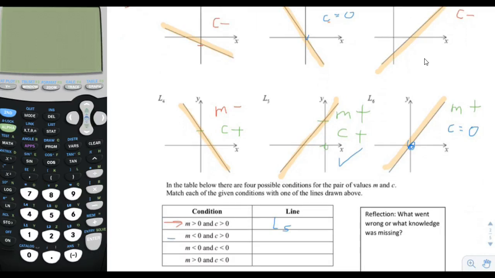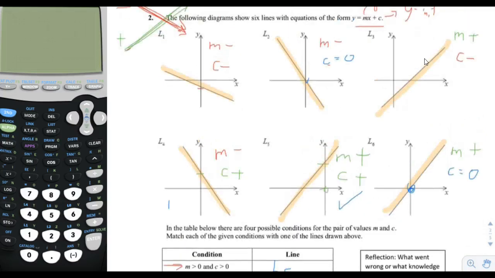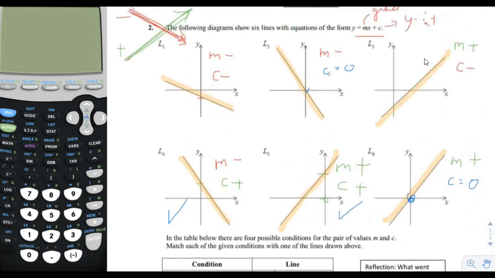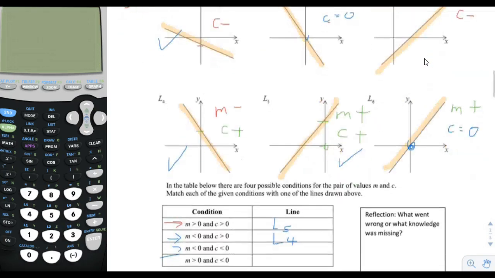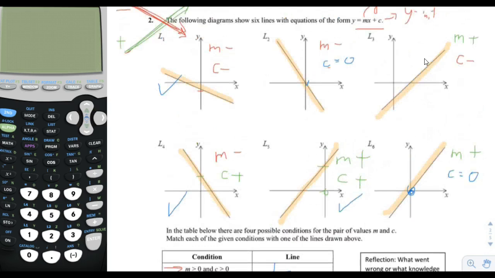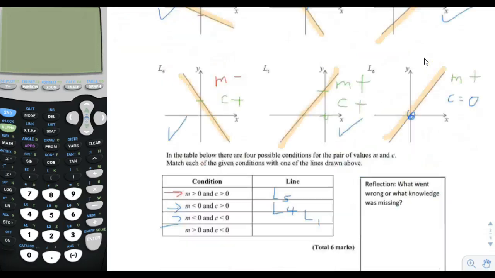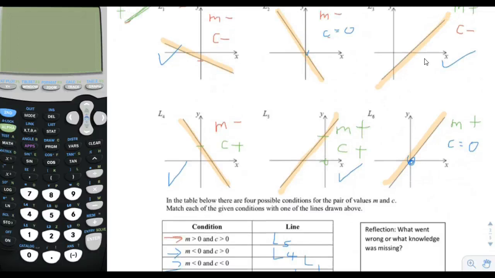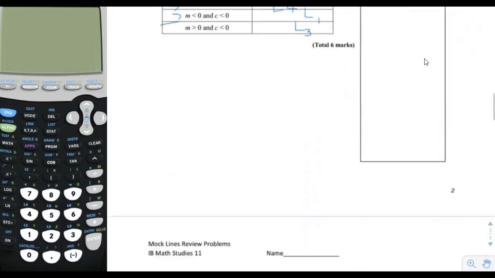What about m is negative and c is positive? That's this one here, L4, right? Because in this one, m is negative and c is positive. Now the next one says m is negative and c is negative. Both are negative, so that would be both red. Okay, that's this one here. That's L1, right? Okay. Last one, m is positive and c is negative. M is positive in green, c is negative. So that's this one here, which is L3. Okay? And the other two did not fall into any category as c is equal to 0. All right. Moving on to number 3.